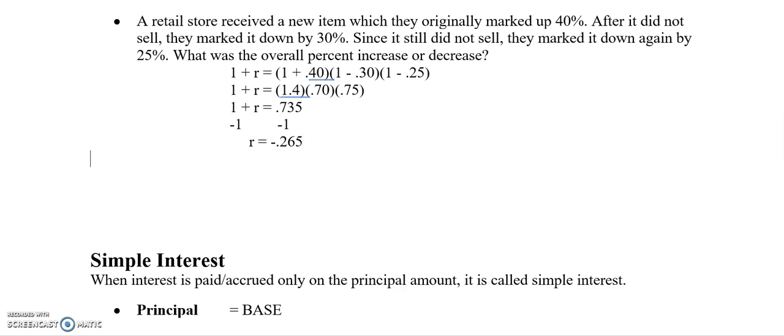So that means that we have an overall decrease, because if you're doing multiple percent changes and it comes up negative, that's an overall decrease of 26.5%. So again, anytime that you have more than one change in percentage, always use our formula where we have 1 plus r on the left, and then on the right we have a set of parentheses that represents each percent change.